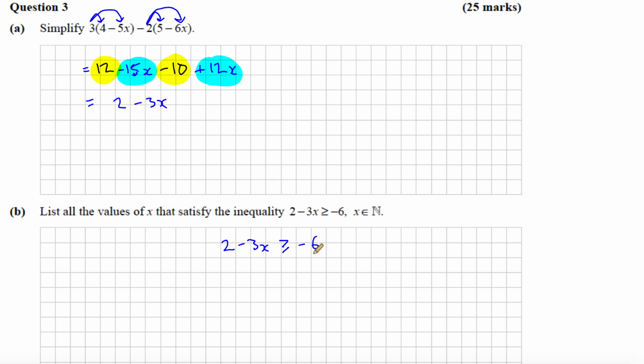So when I'm doing these inequality questions, I like to keep the x term positive if possible. So I bring the minus 3x over here to make it positive, so it becomes positive 3x. And I'm going to bring the minus 6 across here, and that will change to a positive 6. So on the left side now I have 2 plus 6, which is 8, and that's greater than or equal to 3x. So I'm just going to rewrite that backwards now. If 8 is greater than or equal to 3x, well then 3x is less than or equal to 8.